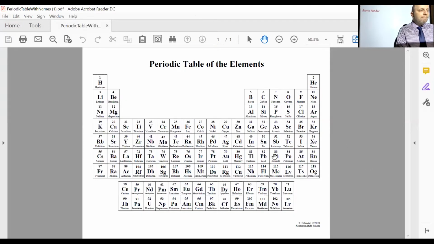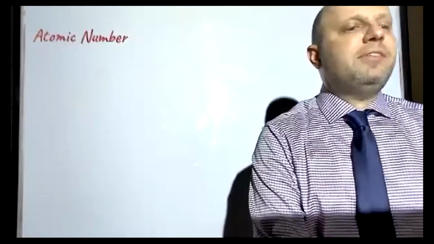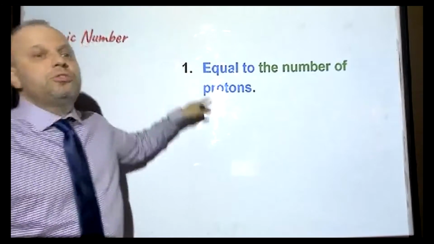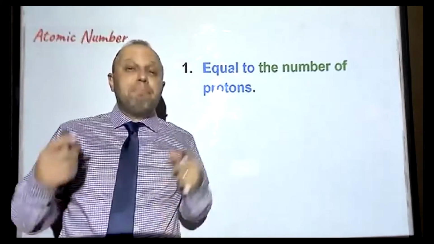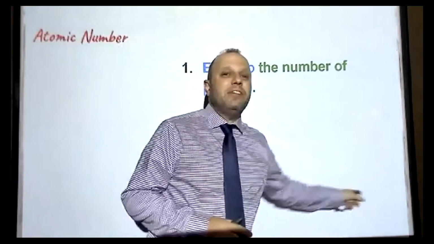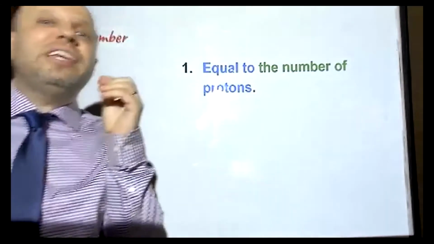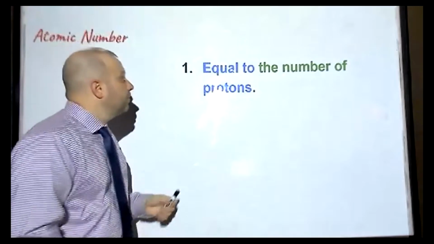So this is what the periodic table will look like, and it has a couple of different pieces to it. The very top number is called the atomic number. So we're going to talk about the atomic number. All right, so first, the atomic number is equal to the number of protons. That particle that we just talked about, that red circle that we had over here, those were protons, and the atomic number is equal to the number of protons.